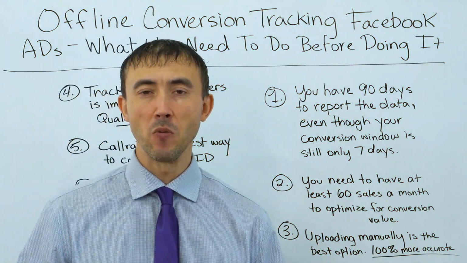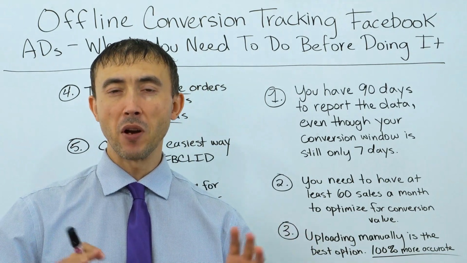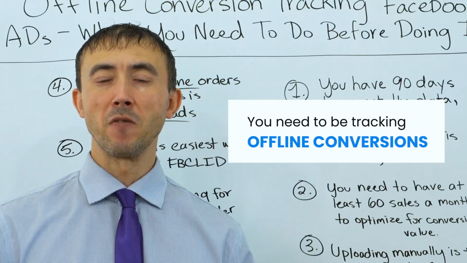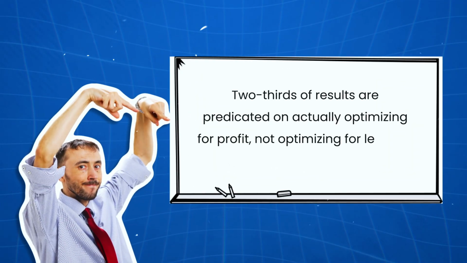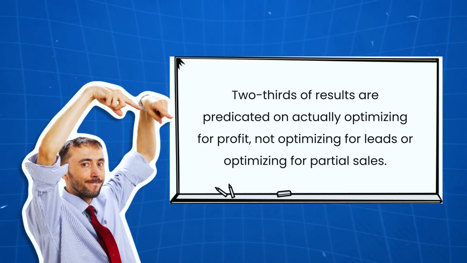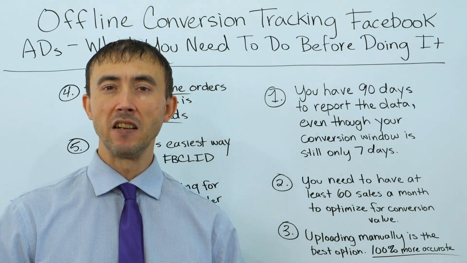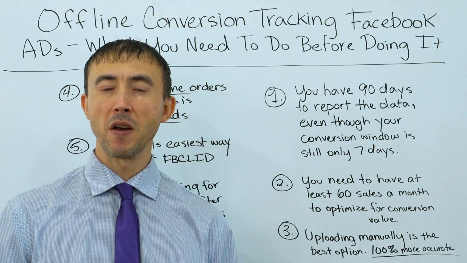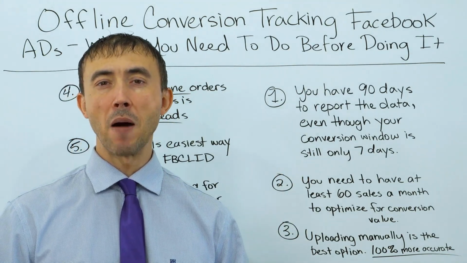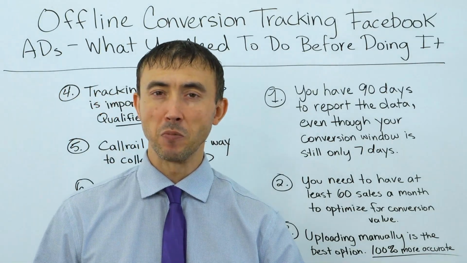So with that said, regardless of whether you're generating leads, or if you have a purely online or a brick and mortar and an online business, whatever you have, if you're in any of those situations, you need to be tracking offline conversions because literally 2/3 of your results are predicated on actually optimizing for profit, not optimizing for leads or optimizing for partial sales, given that the bigger orders generally occur offline. If you take offline orders and you want to optimize for that, or you've got the brick and mortar shop and you're not tracking sales offline, you similarly have a big problem going on. There's a certain way to track your offline sales, which I'm going to talk about in this video.